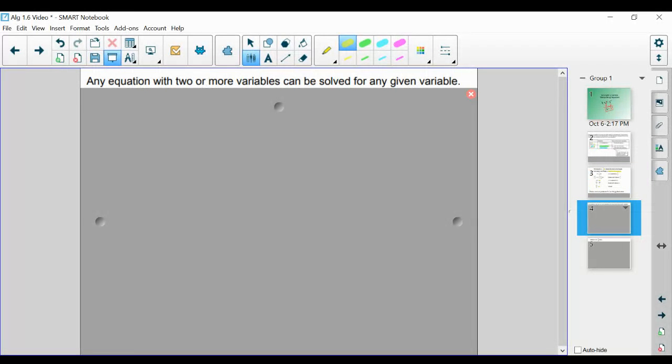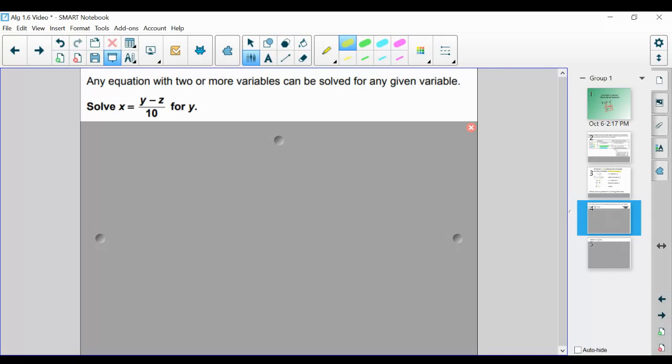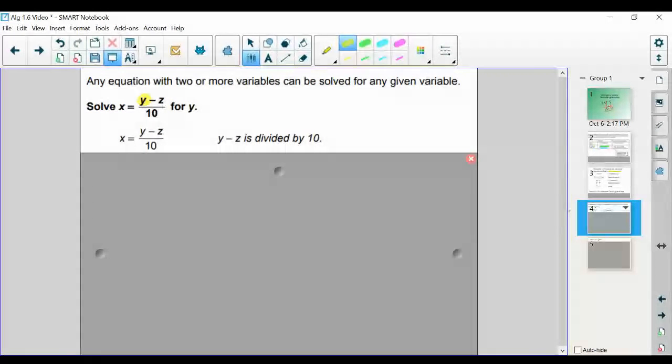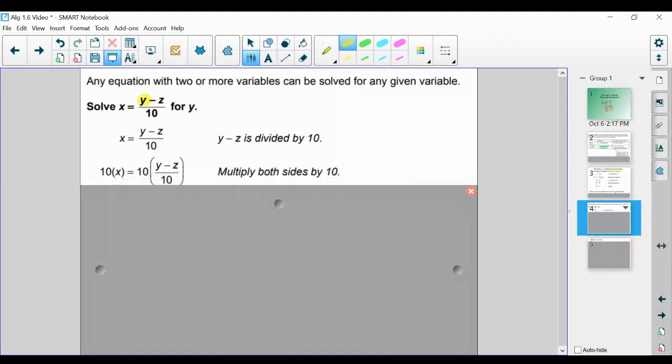All right, so any equation with 2 or more variables can be solved for any given variable, right? We saw that last example. We had A, B, and H, and we solved for B. So in this equation, we have x is equal to y minus z over 10. We want to solve for y. So we want to get that y isolated. Well, the first thing that I notice is that y minus z is getting divided by 10. So we have to use our inverse operation. So we multiply both sides by 10 because we want to get that y all by itself.